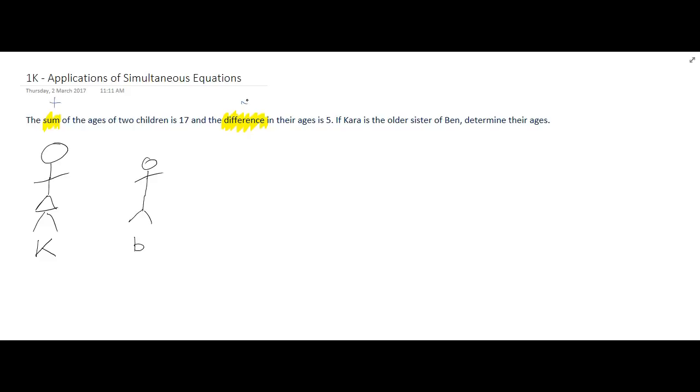Okay, so the sum of the ages of two children is 17. So we can say that one equation will be K plus B equals 17. Sorry, looking at the wrong number, 17. Okay, now the difference of their ages, which is K take away B, is 5. Okay, we've got the two equations now.